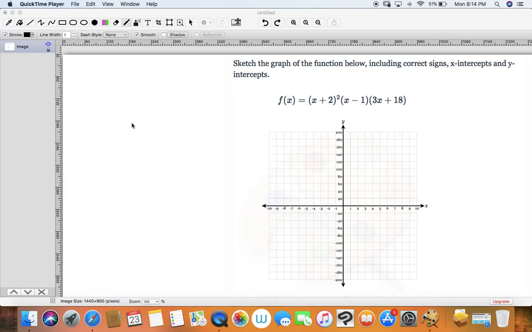Ms. Haney here. We are going to be sketching the graph of the function, and sorry if there's lots of noise in the background. My family is still very awake.